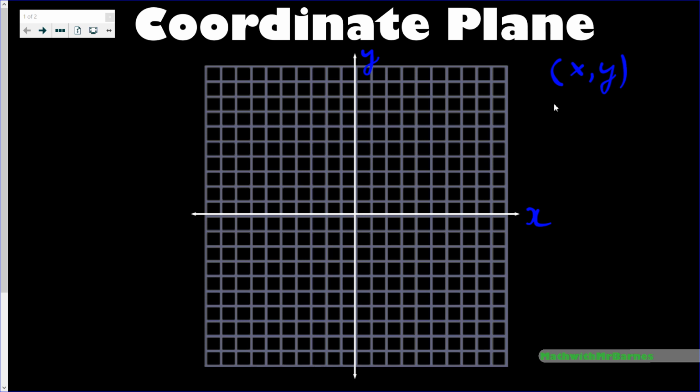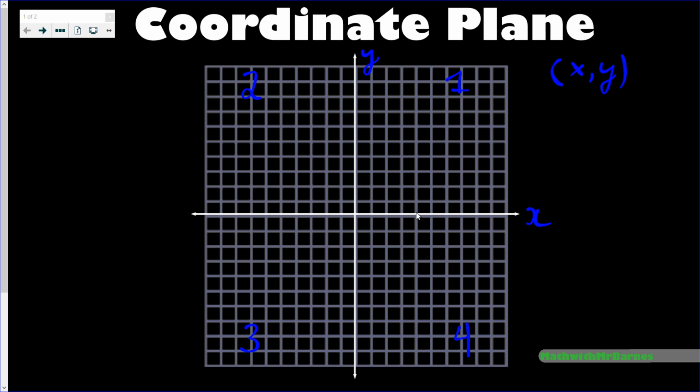The first thing we really need to know about this coordinate plane is that there are 4 quadrants. This one is quadrant 1, this one is quadrant 2, this one down here is quadrant 3, and this one is quadrant 4. Within each quadrant, we have a pattern of what x is and what y is.